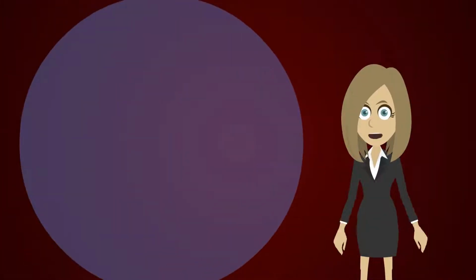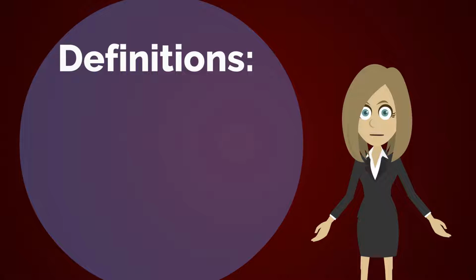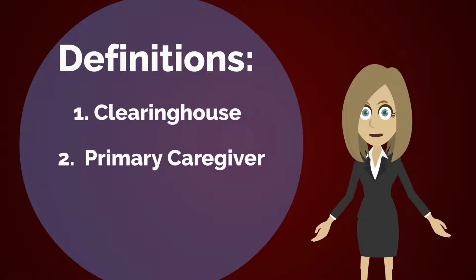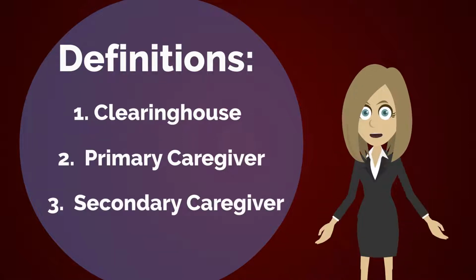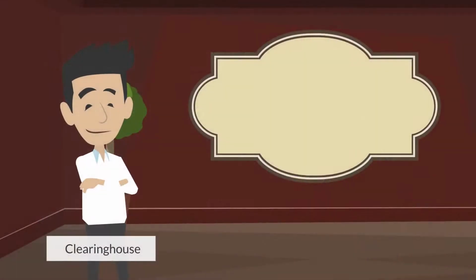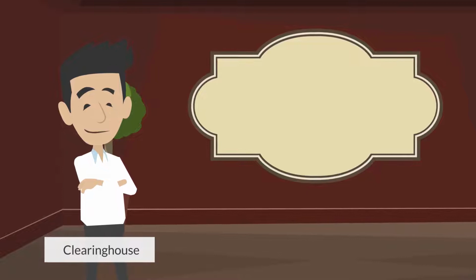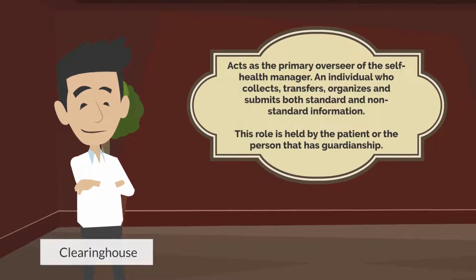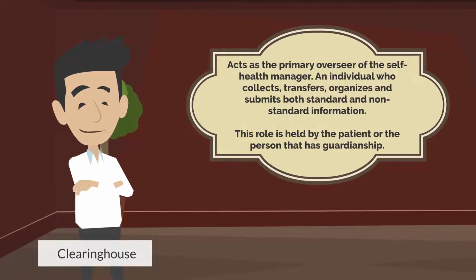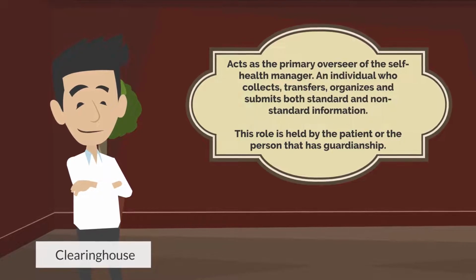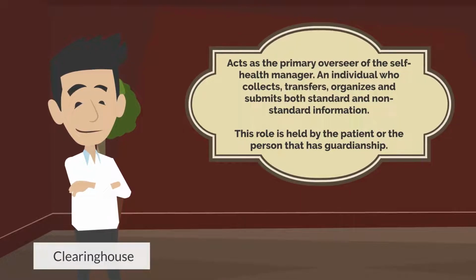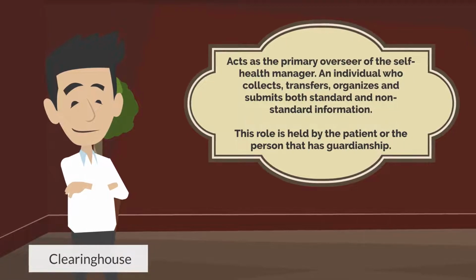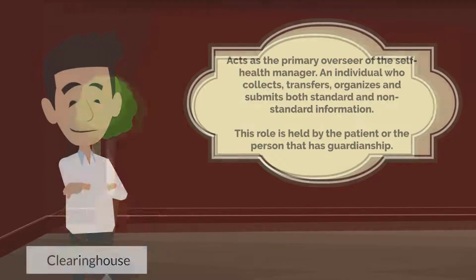But first, let's define exactly who is on our caregiving team, such as a clearinghouse, a primary caregiver, or a secondary caregiver. The clearinghouse is your team's leader and the primary overseer of the Patient Better program. This individual collects, transfers, organizes, and submits both standard and non-standard information. The clearinghouse could be either the patient or the person that has guardianship, or both.